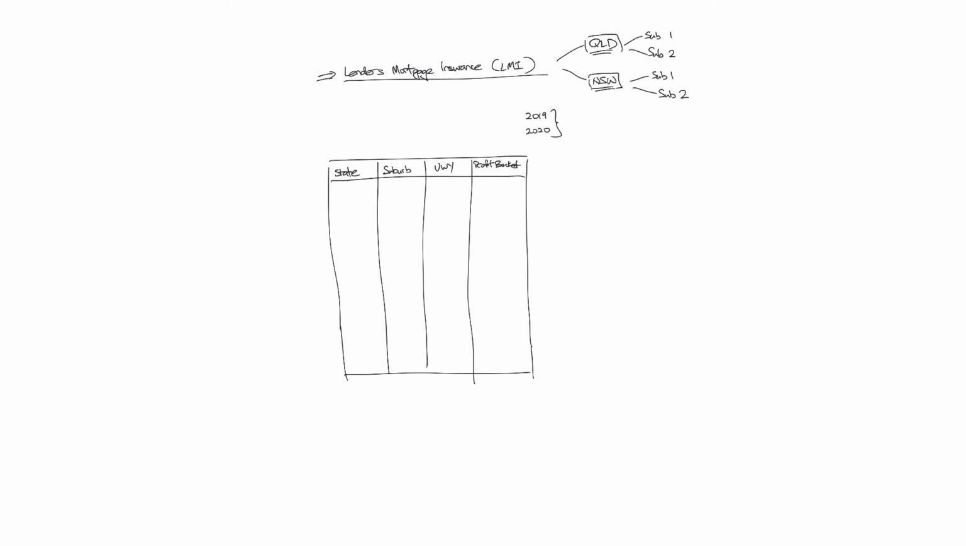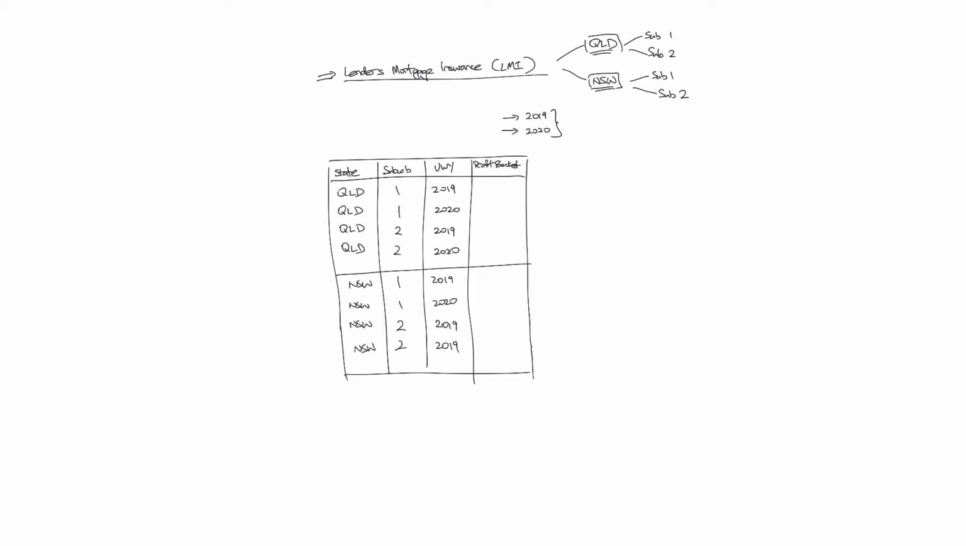Okay, so Queensland, let's put that down. So I'm going to have a few lines for Queensland and you'll see why. So there are two suburbs in Queensland, and we're saying that there are two underwriting years. 2019 and 2020. And for New South Wales, we also have the same. New South Wales, suburbs 1 and 2. And I'm just going to add the underwriting years here.